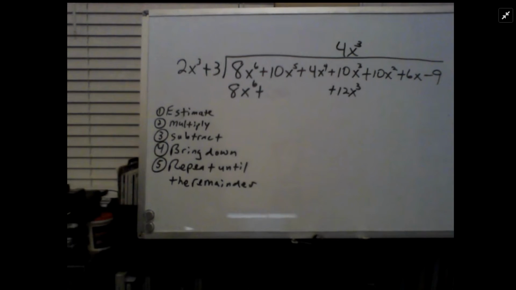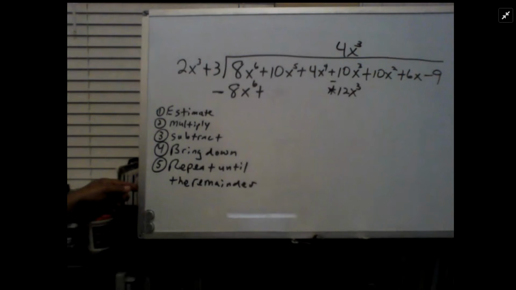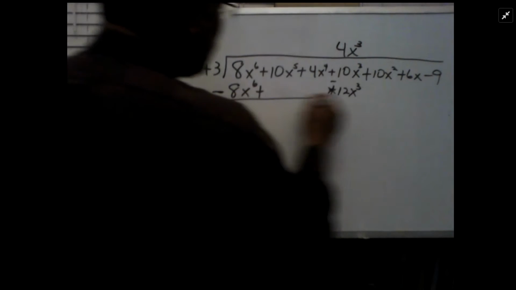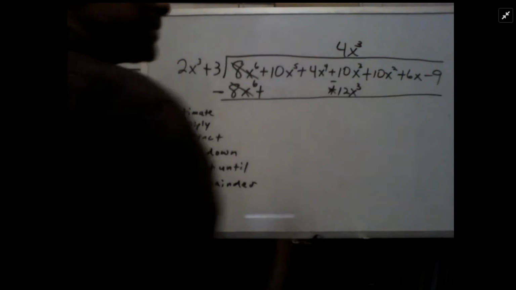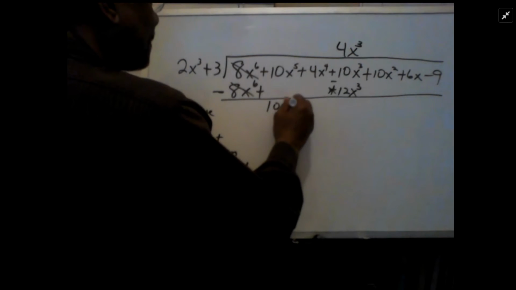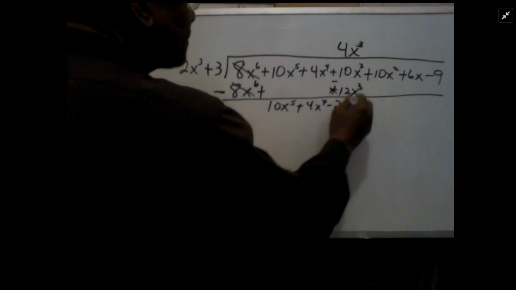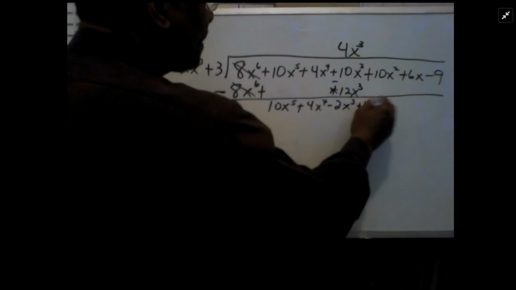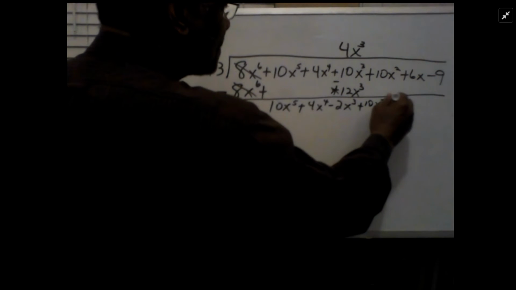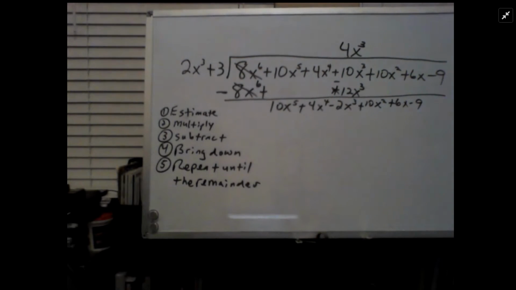Subtract. What does that mean on your polynomials? Change the signs. You have to change all the signs. So we have gotten rid of the 8x to the 6th. Bring down step. 10x to the 5th plus 4x to the 4th minus 2x to the 3rd plus 10x to the 2nd plus 6x minus 9. And then you keep going until the very end where you can't go any farther. The very end would be your remainder.